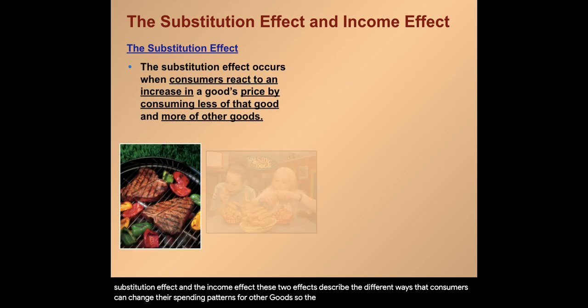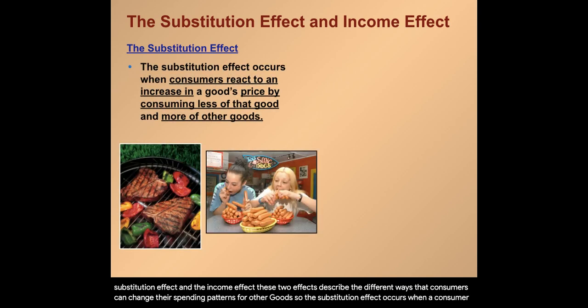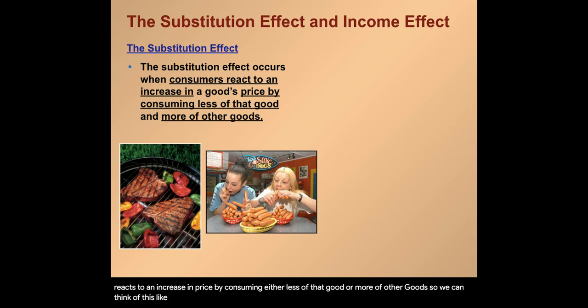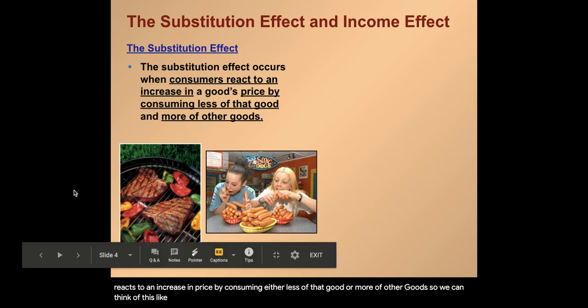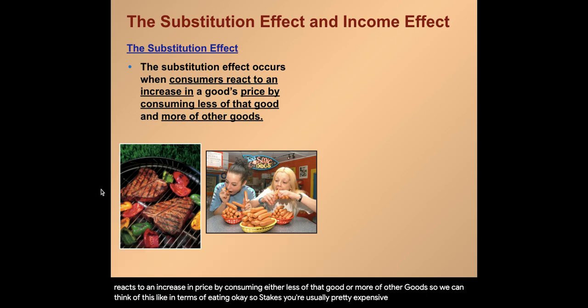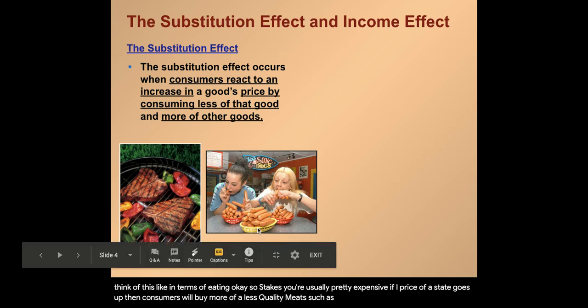So, the substitution effect occurs when a consumer reacts to an increase in price by consuming either less of that good or more of other goods. We can think of this in terms of eating. Steaks are usually pretty expensive. If the price of steak goes up, then consumers will buy more of a lesser quality meat, like a hot dog, and they will eat that instead. So they will substitute out one item for another.